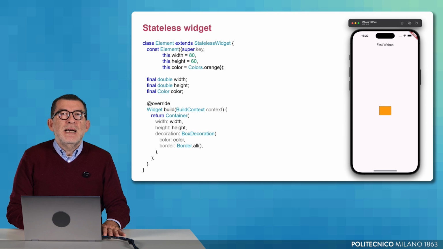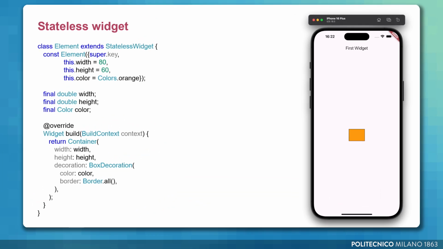We will create a class named element that extends stateless widget. Because it inherits from stateless widget, we must override the build method, which determines what gets displayed on the screen. Like any Dart class, we can define a constructor and include attributes to represent the widget's internal data.